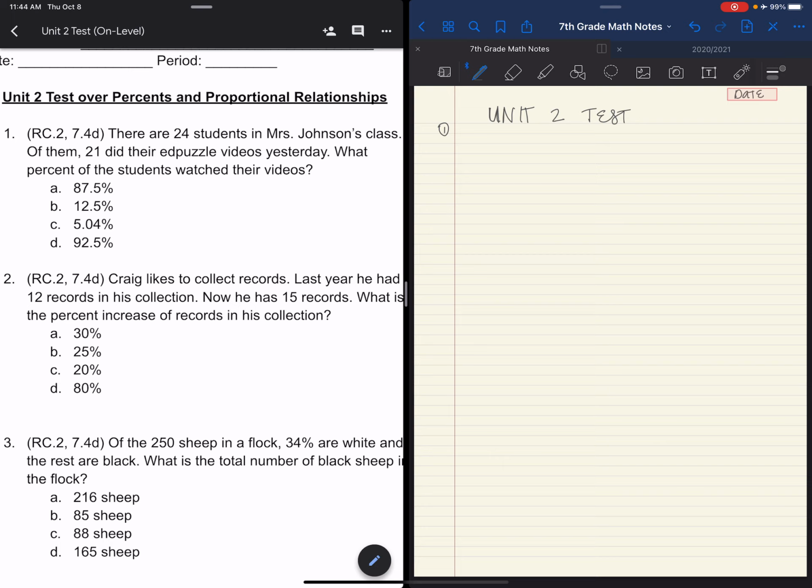Question number 1. There are 24 students in Mrs. Johnson's class. Of them, 21 did their Edpuzzle videos yesterday. What percent of the students watched their videos?